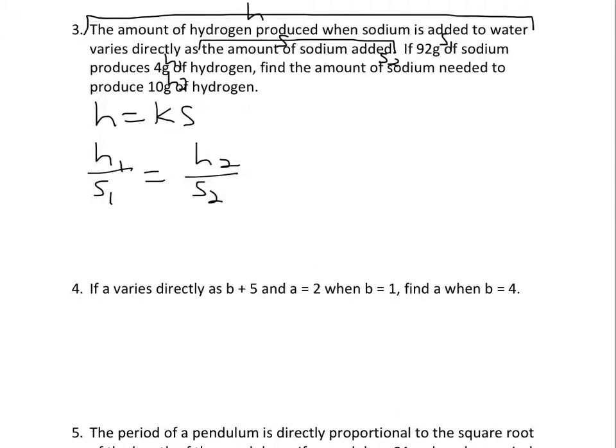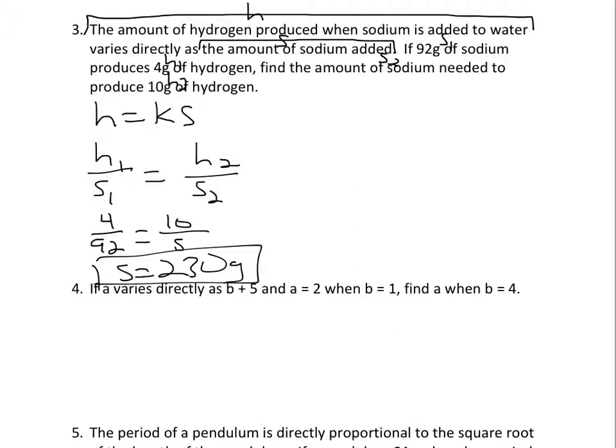We've got 4 over 92 equals 10 over S. Okay, so we're going to do 920 divided by 4. So S equals 230 grams. Okay, so we need 230 grams of sodium in order to produce 10 grams of hydrogen.